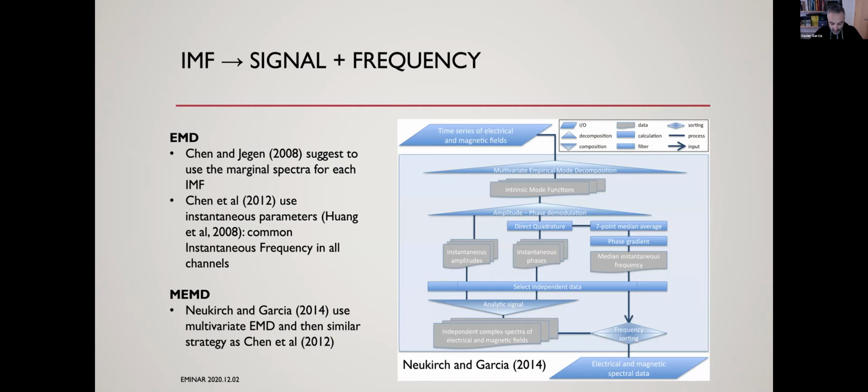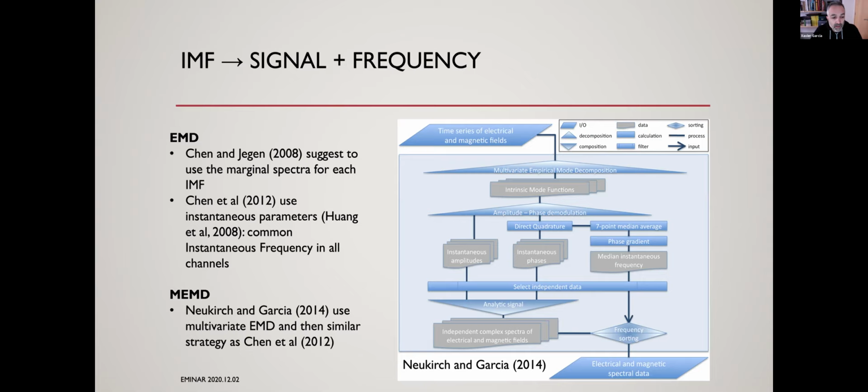Another challenge you face when you decompose the data into IMFs is how to extract the signal and the frequency from these IMFs. Using EMD, Chen and Jagen in 2008, probably the seminal initial work on using EMD in magnetotellurics, suggested using the marginal spectra for each IMF. Later on, Chen et al. in 2012, using the work of Huang et al. in 2008, found the instantaneous frequency in all the channels, but keep in mind that they were using EMD, so they had to find these instantaneous frequencies in all the channels.